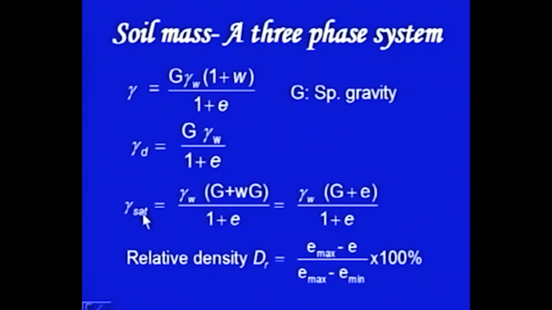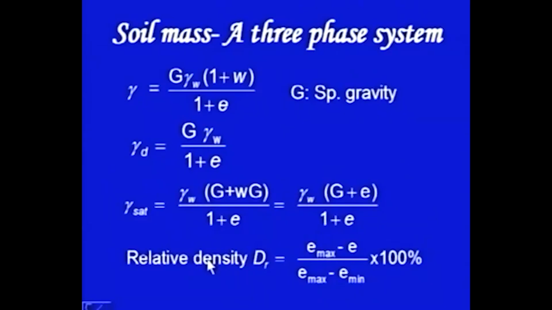If the soil mass is completely saturated, all the voids are filled with water, then the saturated unit weight gamma sat is defined as gamma w into, you take G inside this bracket, so (G plus wG) upon (1 plus e). Since it is completely saturated, e equals wG upon Sr, Sr is equal to 1, and from there you get this expression: gamma saturated is equal to gamma w into (G plus e) divided by (1 plus e).